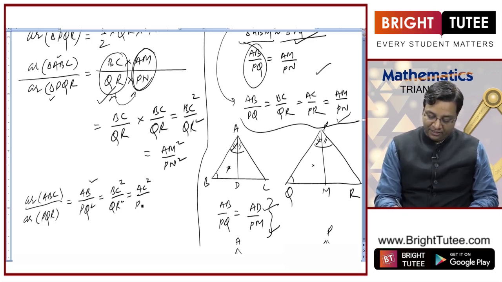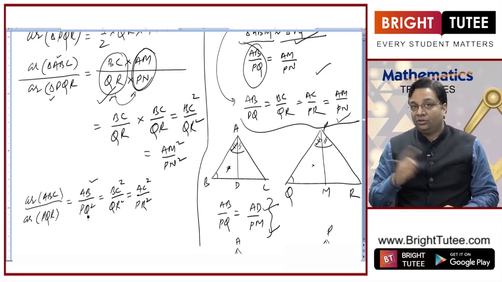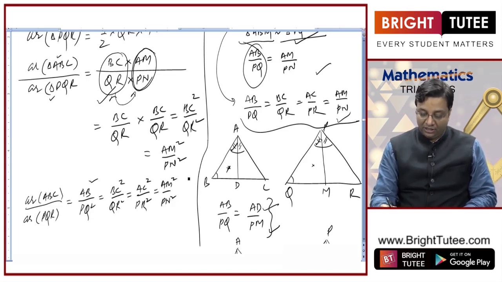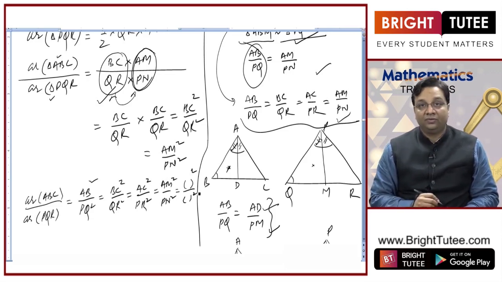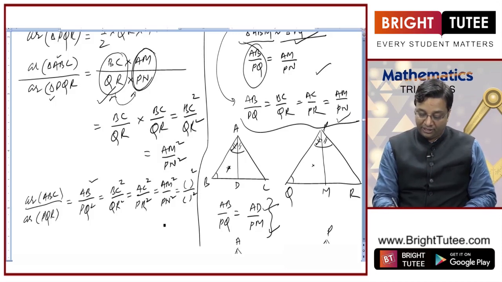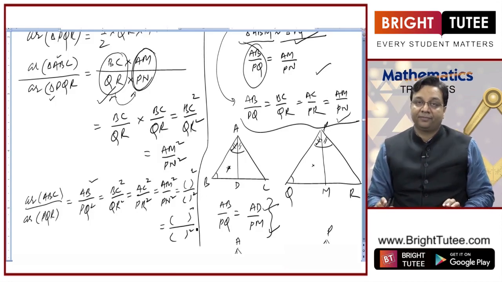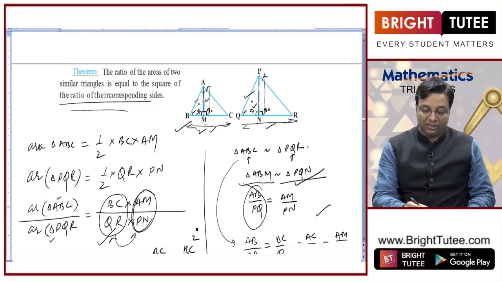Another takeaway is that the ratio of sides is also equal to the ratio of altitudes. So it is also equal to AM square by PN square, which are the altitudes, and it will also be equal to the ratio of squares of the corresponding angular bisectors, and the ratio of squares of their corresponding medians. Okay. I hope this theorem is clear to you.